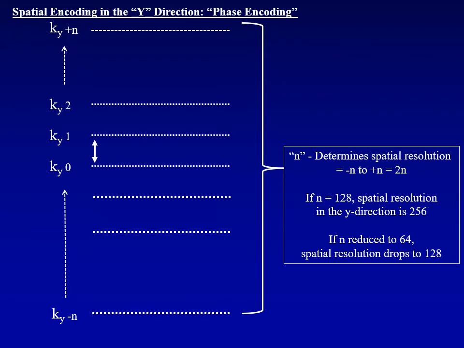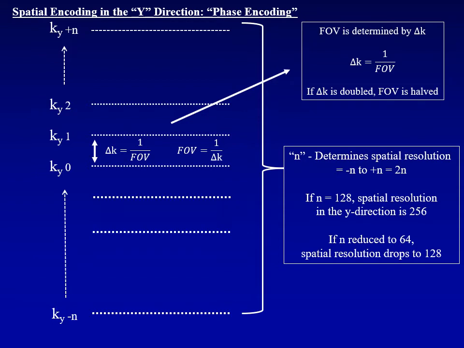The separation between any two lines in k-space in the conventional spatial encoding scheme in the phase encoding direction is called delta k. And delta k is equal to 1 over the field of view, or in other words, the field of view is equal to 1 over delta k. The field of view is therefore inversely proportional to delta k. If you double delta k, the field of view is halved.